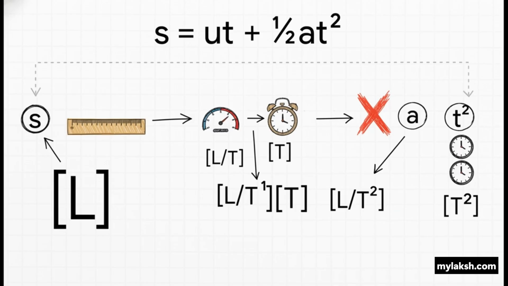Now the term ut is speed times time. Speed is length per time, so that's L t to the minus 1, and we multiply that by time, t. Then we have the at squared term. Acceleration is length per time squared, or L t to the minus 2, and that gets multiplied by time squared, or t squared. And notice we completely ignore that half. Why? Because pure numbers have no dimension. They're invisible in this language.